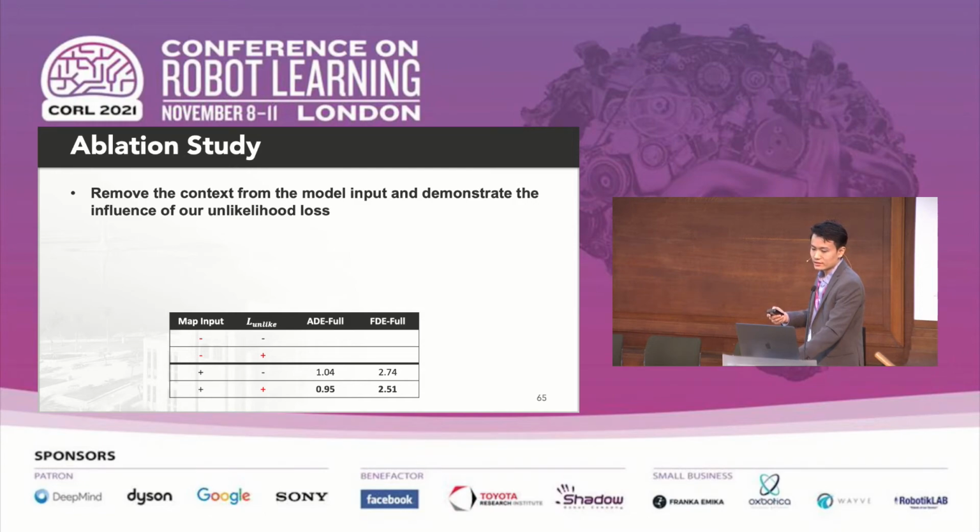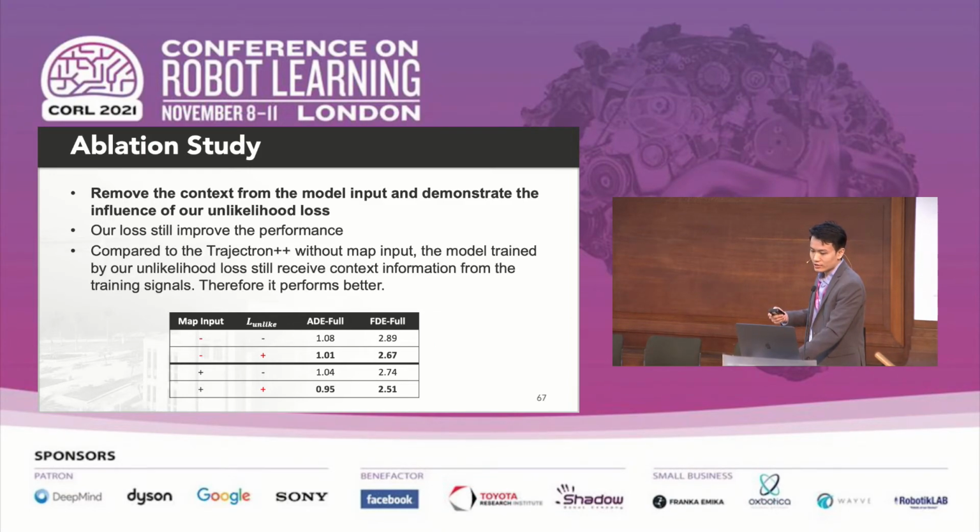In the second ablation study, we remove the map information from the model inputs and check whether our method helps in this case. Interestingly, our loss still improved the performance, as shown in the table here. Compared to the baseline model without map input, the model trained by our loss still receives context information from the training signals, therefore it performs better.